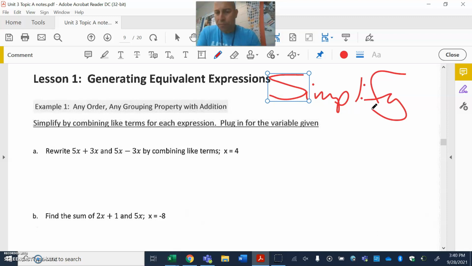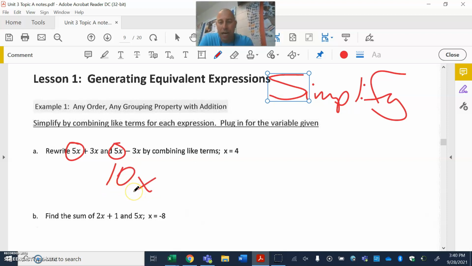So, here we go. Rewrite 5x plus 3x and 5x minus 3x by combining like terms. Okay, so we want to combine them. So if you combine the 5x with the 5x, and again, we need the same letter with the same exponent, and then we can add those coefficients together. Look at that, coefficients, huh? The number out in front of the letter. All right. So 5x plus 5x is 10x.